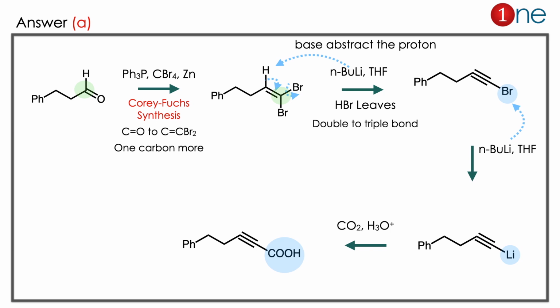The answer is A. Let us see how. The starting material is the aldehyde, with phosphine and carbon tetrabromide. It's a Corey-Fuchs synthesis where CHO becomes CH=CBr2. One carbon more will be there in the final product. It comes from the carbon tetrabromide. Here it's alkene formation with 2 bromides. So the next step you are using the butyl lithium. Butyl lithium abstracts the proton and bromine leaves there. So it's a triple bond formation with bromine.